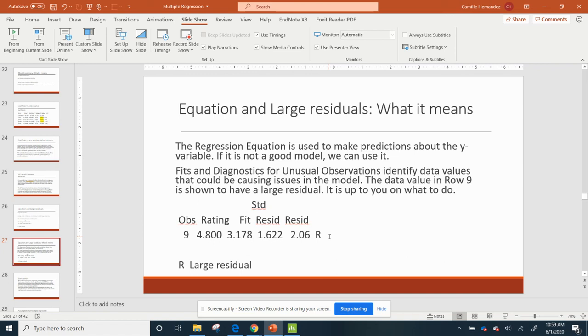It could have been a bad batch. It could have been data was keyed in incorrectly. But before you do anything with it, you need to investigate why that exists.